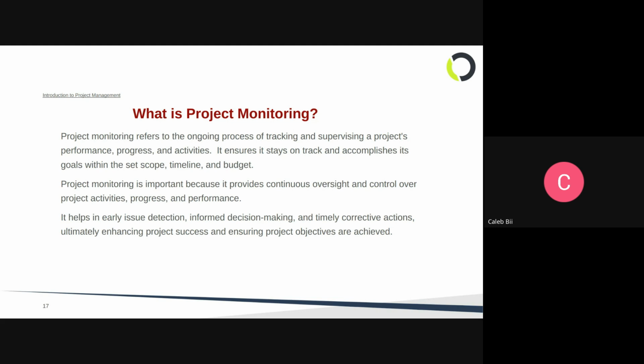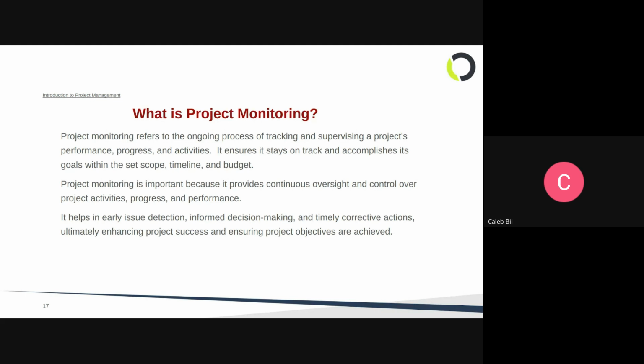Okay. When you're talking about informed decision making, if you're always monitoring the progress of the project, you'll be in a better position to make informed decisions about the next steps of the project. So as a project manager, when you need to make a certain decision, it will be easier because you've been monitoring the project. So that is one advantage of project monitoring.